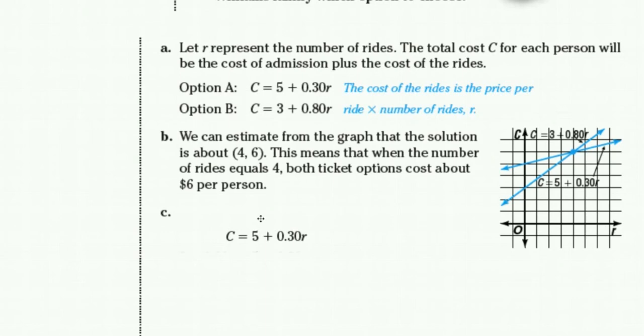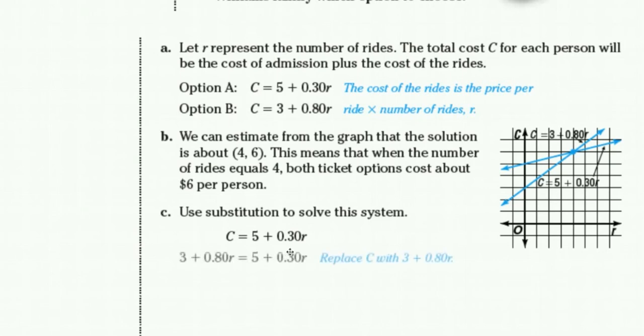In letter C, use substitution to solve this system. C equals 5 plus 0.3R. Then we simply substitute C. We substitute 5 plus 0.3R for that particular C right there, and that's the reason why you have 3 plus 0.8R equals 5 plus 0.3R. So replace C with 3 plus 0.8R, and from there we simplify the equation.